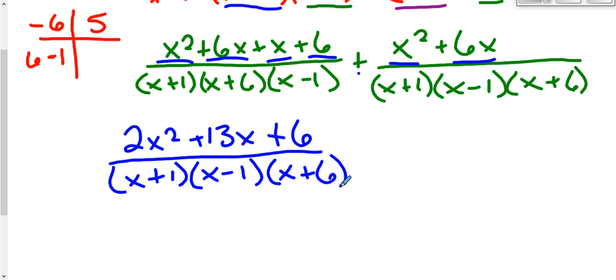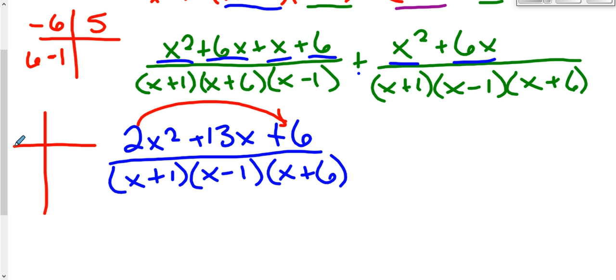Now I'm finished adding. All I have to do for my last step is to check to see if anything simplifies. And I don't know what's going to simplify until I factor. So I'm going to have to factor the numerator to see if it has any common factors with the denominator. In order to factor the numerator, I will have to fake factor. We'll start by multiplying a by c.